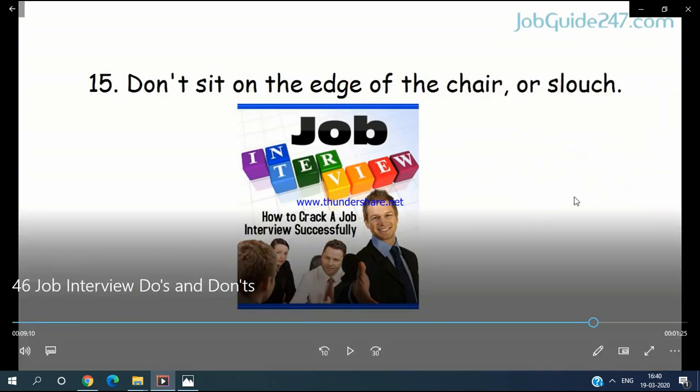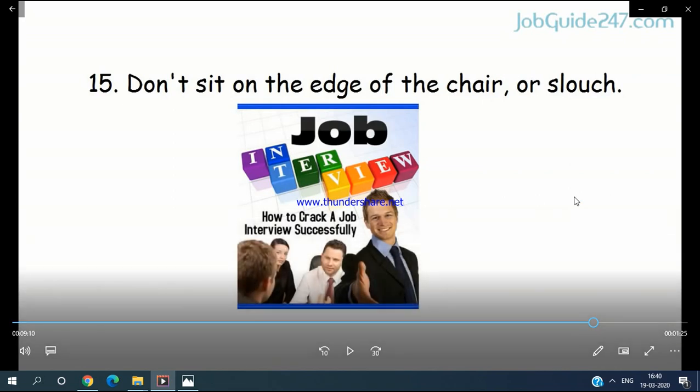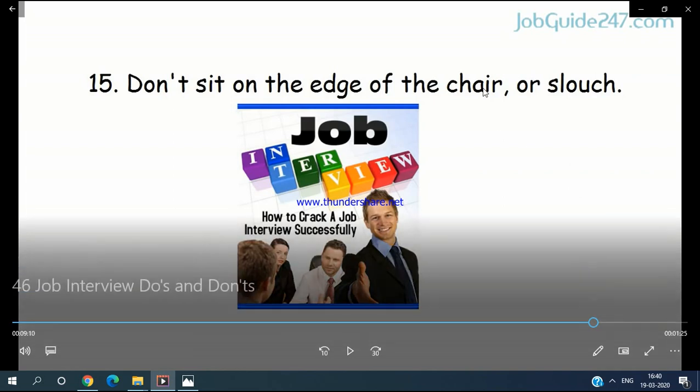Very good. Whenever you are going to sit on a chair or a seat, use the full chair. I have noticed many times that there are some students, whenever they come to the class, they just sit at the edge of the chair. Edge means kona. Chair ke kone pe aake baith jaate hain wo log. Puri tarike se nahi baithte hain.